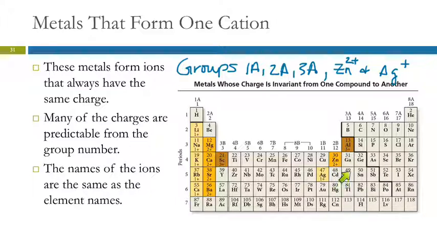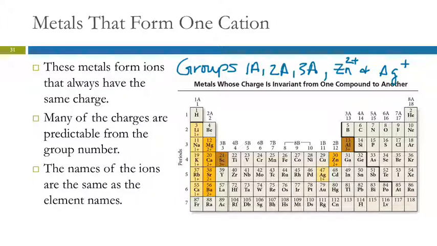Well, gallium and indium do have +3 charges. We just don't run into them very often. So it's just easiest to say group 1A, 2A, 3A, and then zinc and silver. And some books will also include cadmium in here. Some books include nickel. Where's nickel? Why can't I see nickel? There it is, nickel. But we're going to go with what our book says.